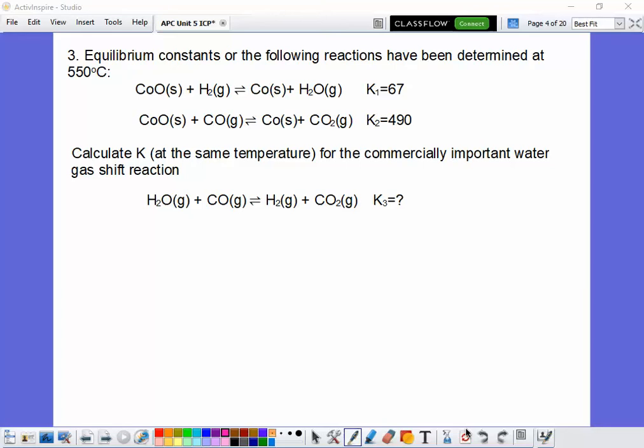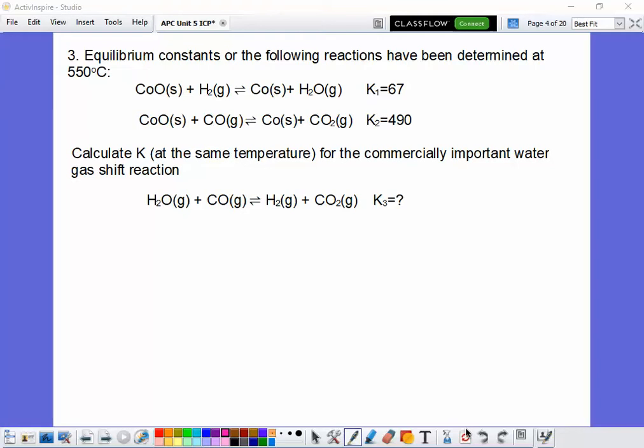Just to review, equilibrium expressions, what goes on the top? The products. And what goes on the bottom? The reactants. What do we do with the coefficients? They become exponents for the amounts of whatever substance we're looking at.